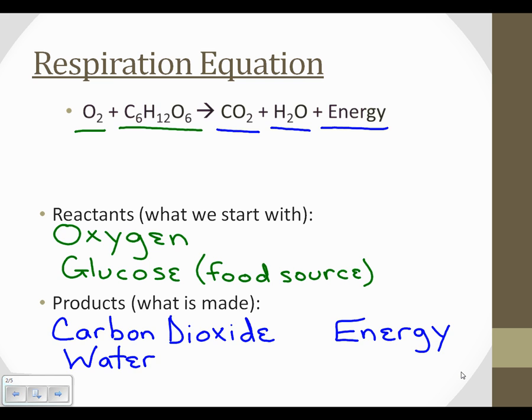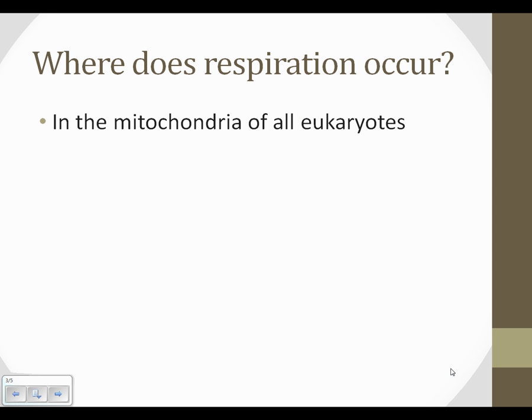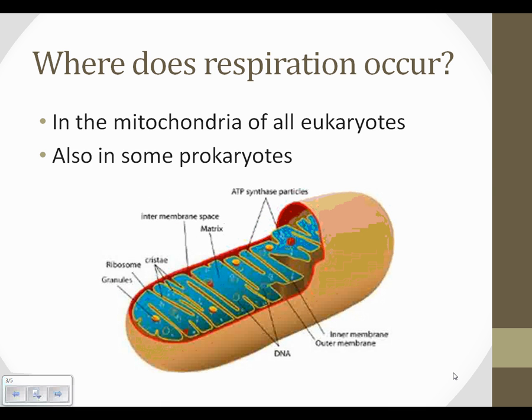All right, let's keep going. Where does respiration occur? I mean, which organelle? In the mitochondria of all eukaryotes. Remember, eukaryotes would be plants and animals, along with fungi and some protists. It does also occur in some prokaryotes. Not all prokaryotes, but there are some bacteria out there that do actually perform cellular respiration. And here's a nice little picture of the mitochondria.